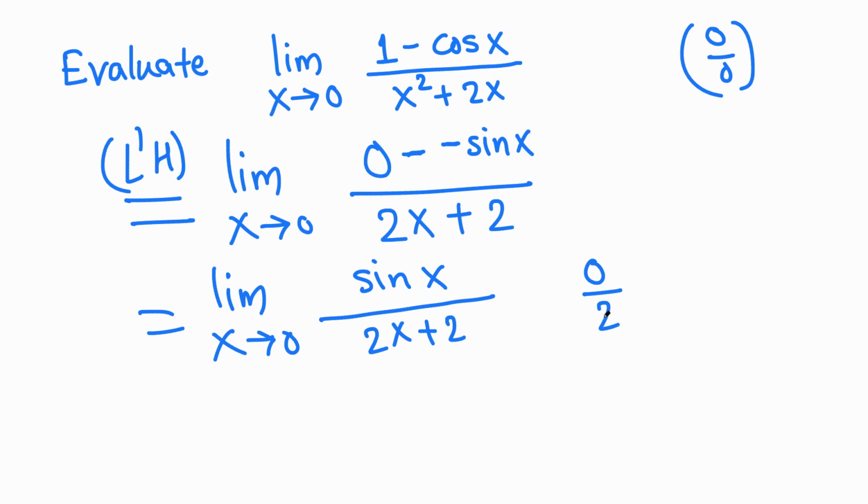Okay, it's not 0 over 0. We don't have to use L'Hopital's rule anymore, because 0 over 2, I can simply write like this, and 0 divided by 2 is just 0. Okay, so the final answer is 0.